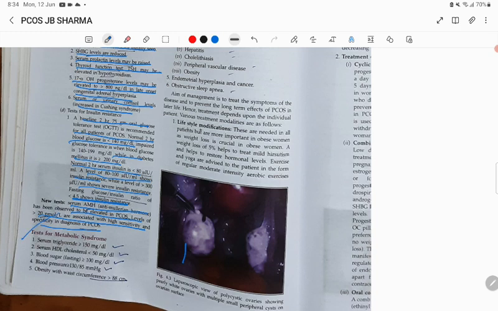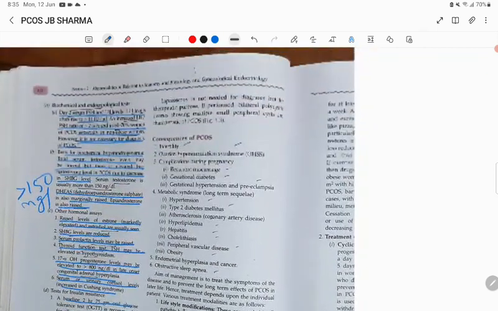The test for metabolic syndrome: you can also go for serum triglyceride level, HDL, LDL, fasting blood sugar, blood pressure more than or equal to 130 by 80. Triglyceride level more than 150 mg per deciliter, HDL level less than 50 mg per deciliter, fasting blood sugar more than or equal to 100 mg per deciliter. Obesity: waist circumference is more than 88 centimeter.